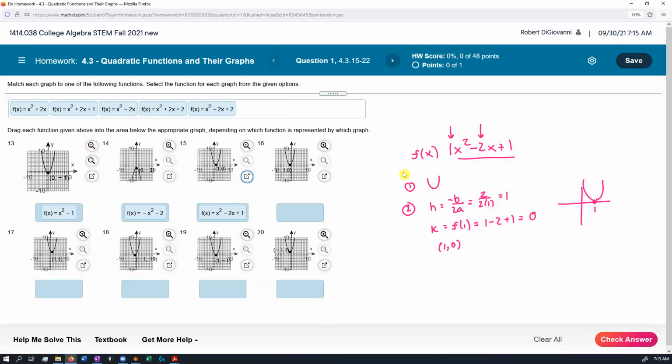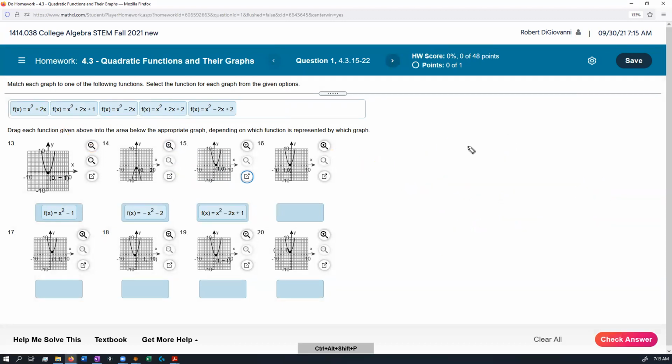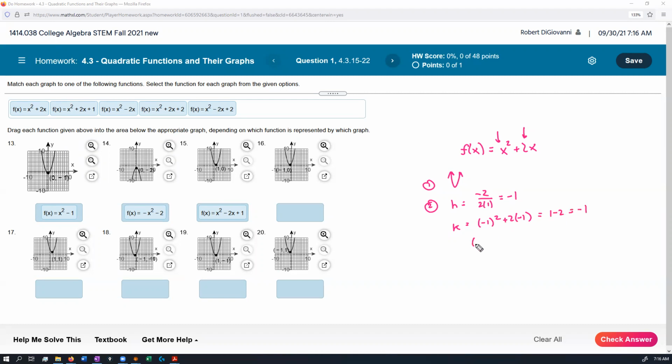All right, the next one is f of x equals x squared plus 2x. So it opens up, I know that. The vertex, I'm going to do h, which is negative b. B is 2. A is 1, so over 2 times a, it gives me negative 1. If I plug negative 1 into that function, I get negative 1 squared plus 2 times negative 1. That gives me 1 minus 2, which is negative 1. So I have a vertex of negative 1, negative 1, and it opens up.